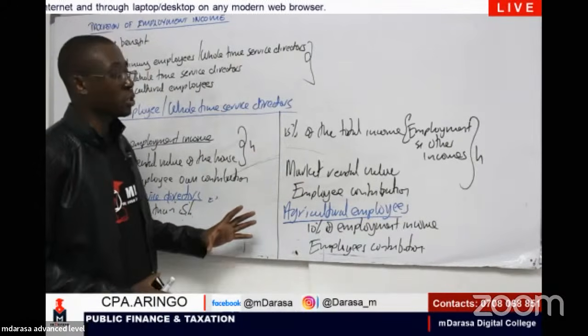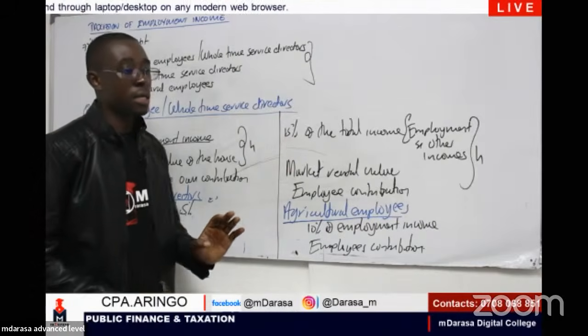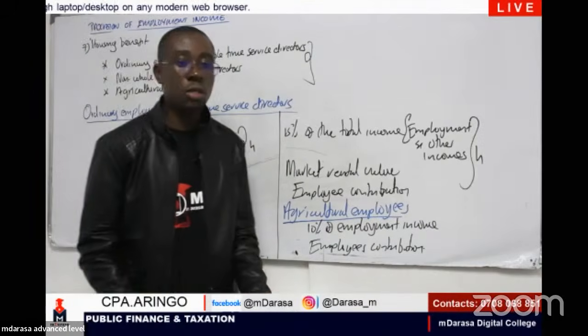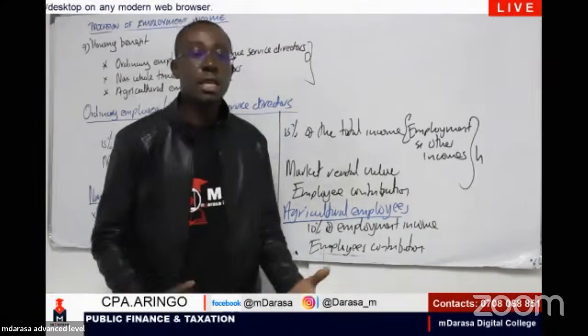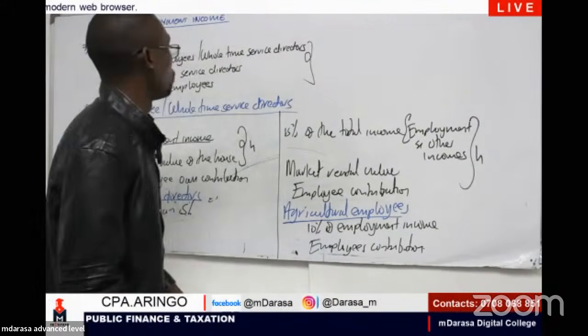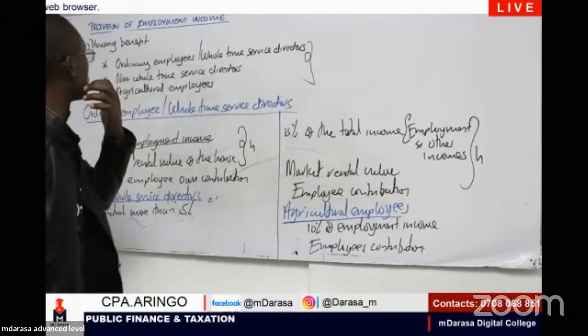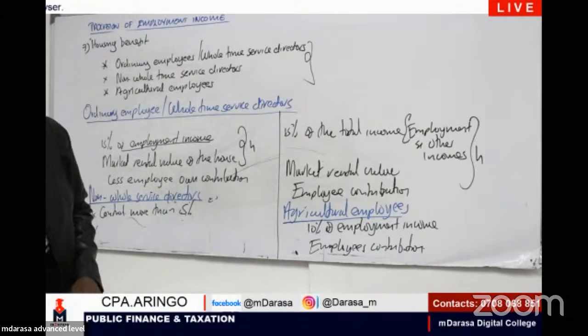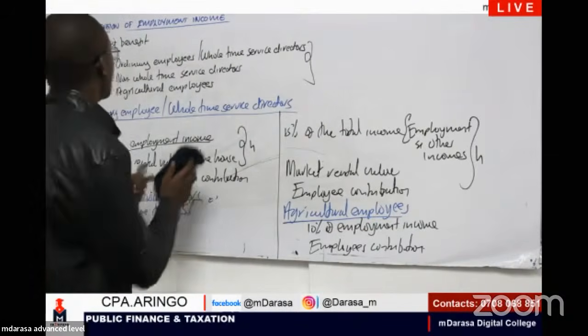So you'll find that, my good students, once you've got some of these elements, when we go to a question, it will just be a matter of identifying which case we are dealing with, and then it will be very easy for us to treat it. So that will take us to number 8, fringe benefits.